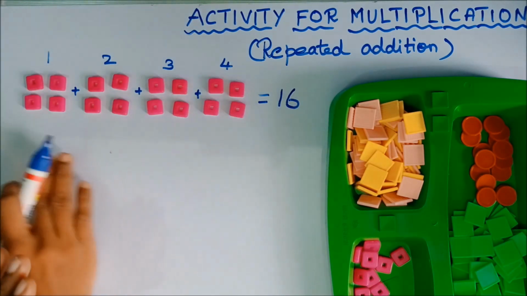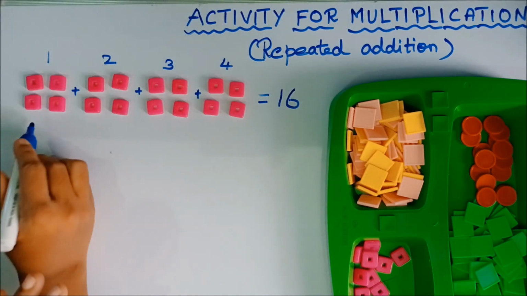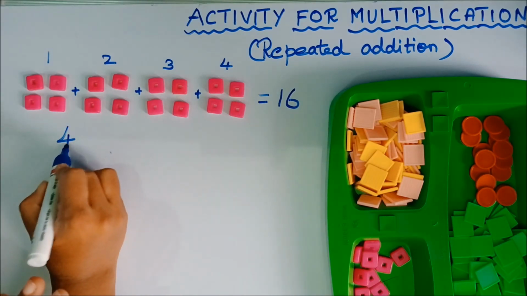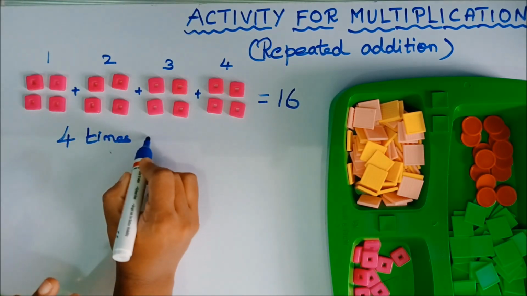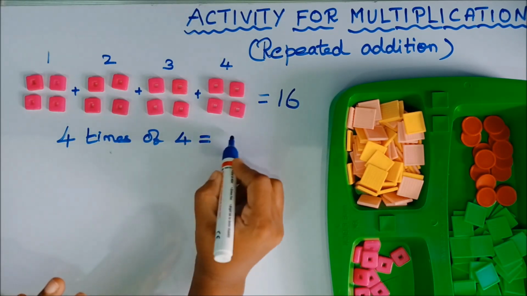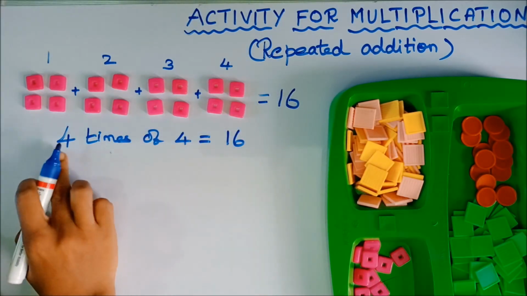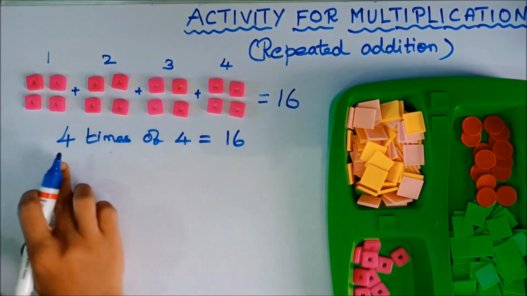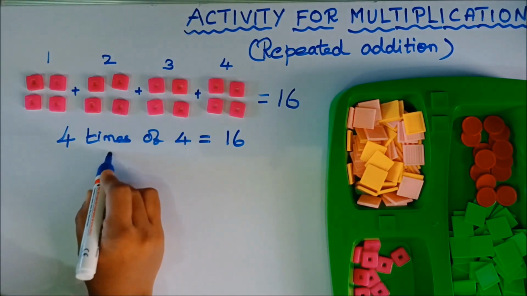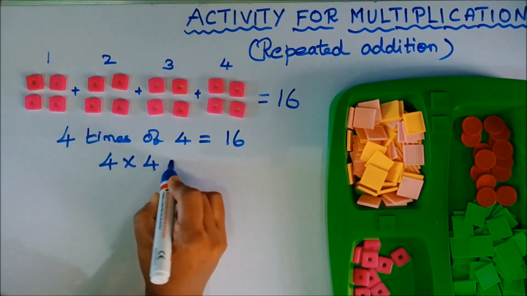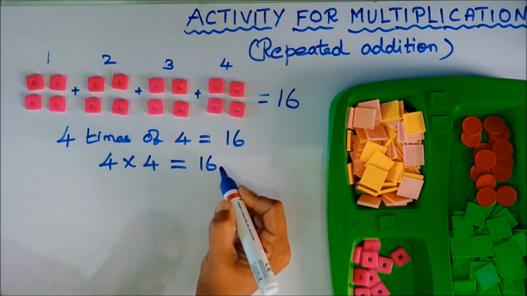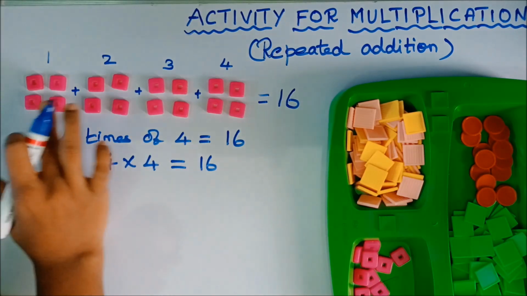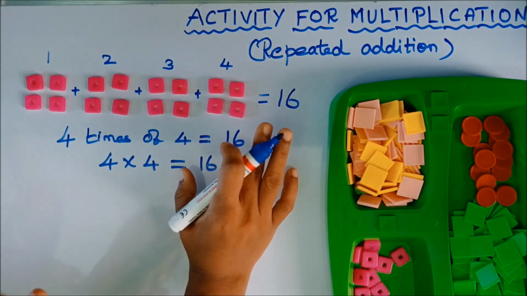Okay. Now we can conclude from this that if we add 4 times of 4, we get 16. Okay, 4 times we are adding 4, we get the answer 16. We can write this in symbolic form, thus 4 into 4 equal to 16. I hope you understand. Do you understand, children? 4 4s are 16. That is, if you add 4 times, you get the answer 16.